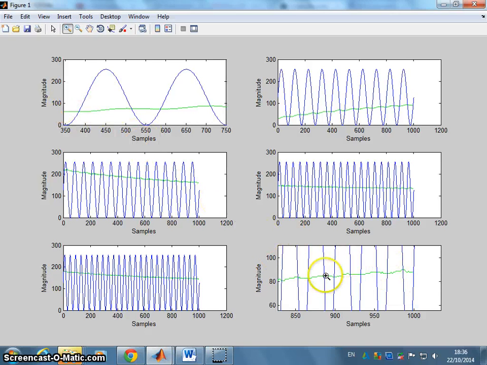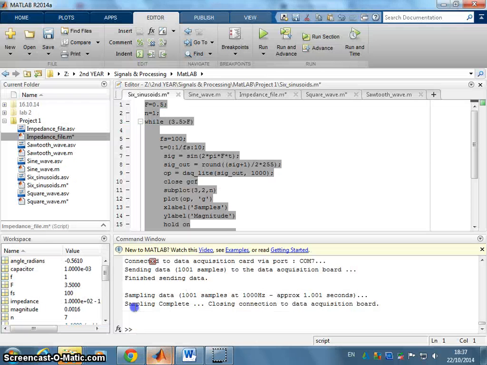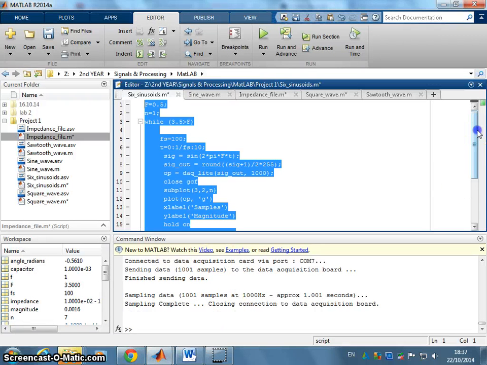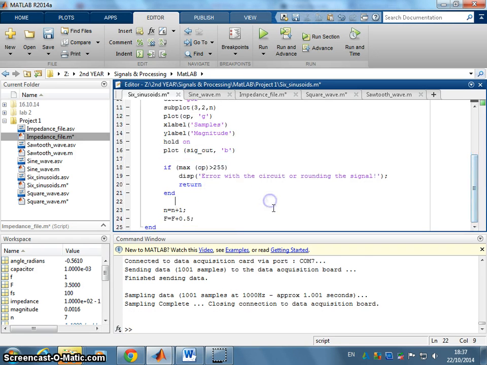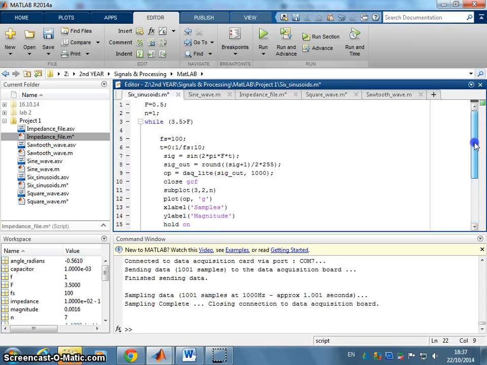And we can even see how the magnitude number relates to each plot. This was just a quick demonstration of the 6 sinusoids being plotted at the same time, with the frequency being incremented by 0.5 hertz.